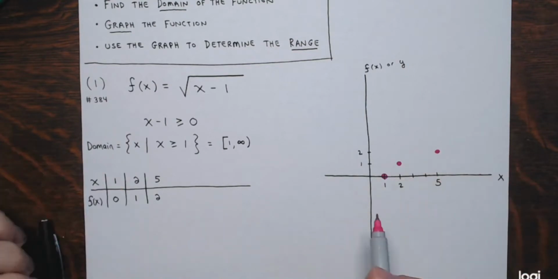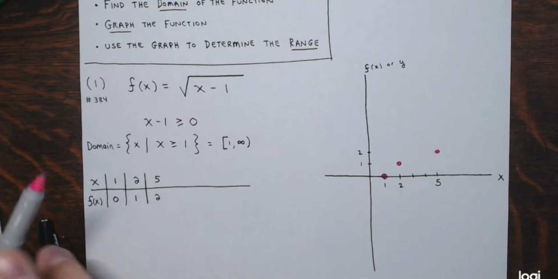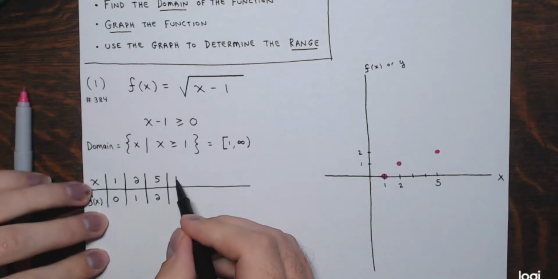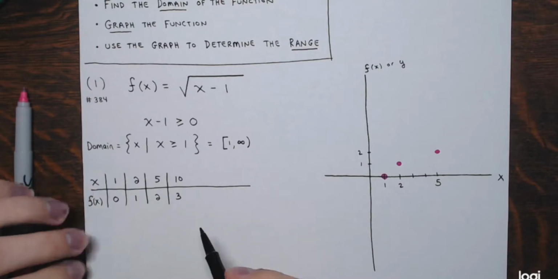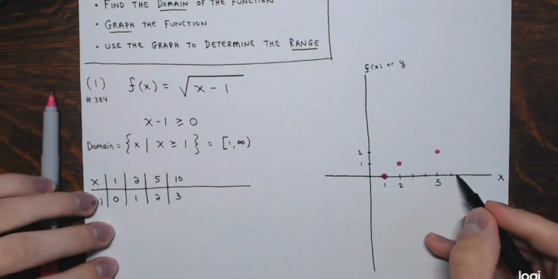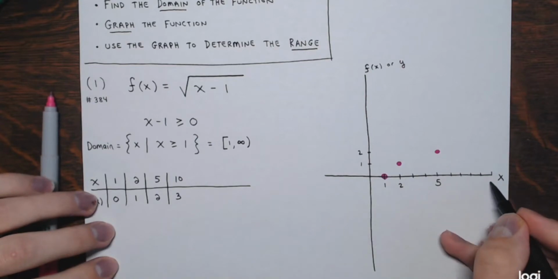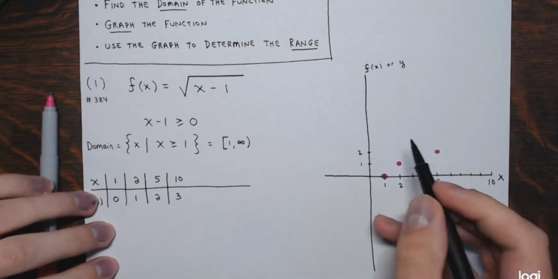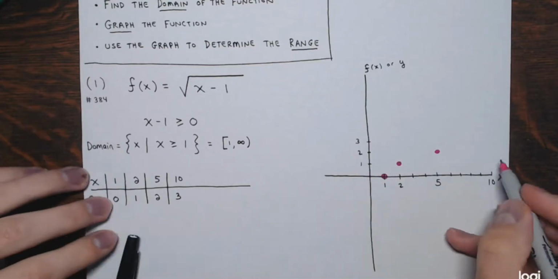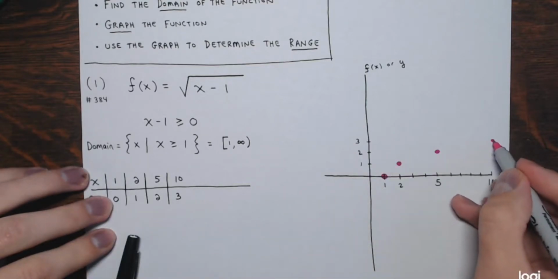Alright, and then the next perfect square would be 9, 3 squared. Well, x would need to be 10 for that to happen. So input 10, output 3. Square root of 9. 6, 7, 8, 9, 10. And this is about as far as I'm going to go here in my drawing. Output 3. And there's that point, 10 comma 3.